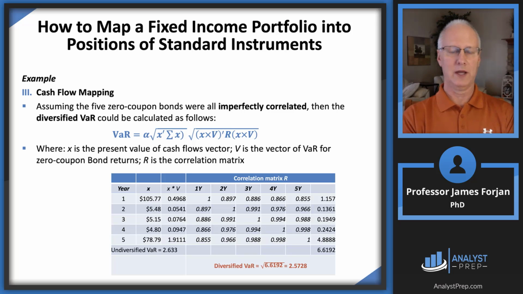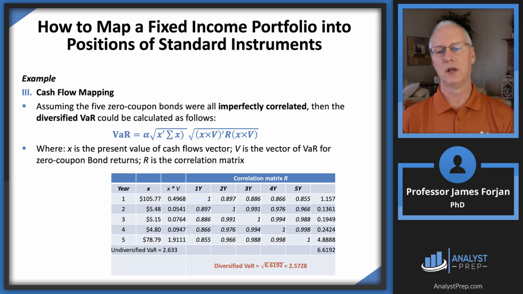Well, that's why we have the 2.63 million of undiversified value at risk and the 2.57 million in diversified value at risk. So we need to make a judgment here based on whether or not we have accurately calculated those correlation coefficients or if there's some other variable that we need to consider. And so in summary here, again, we're just adding to the precision of our value at risk estimate.